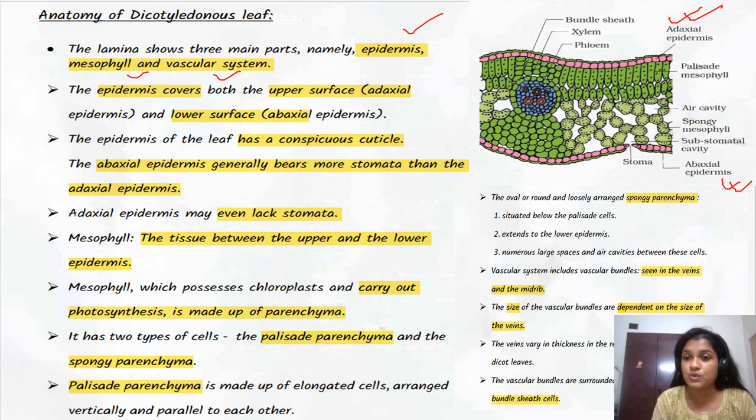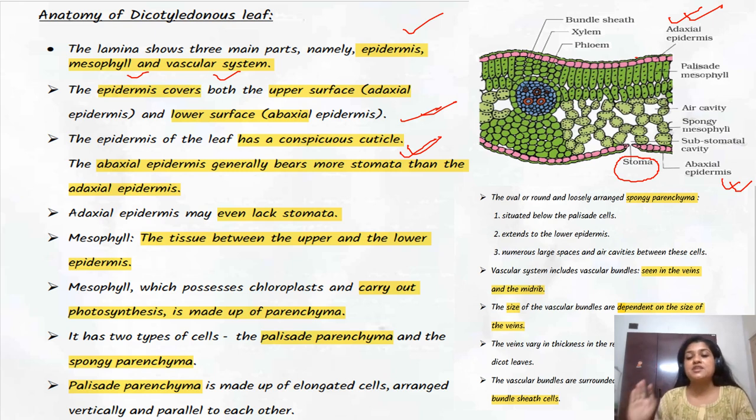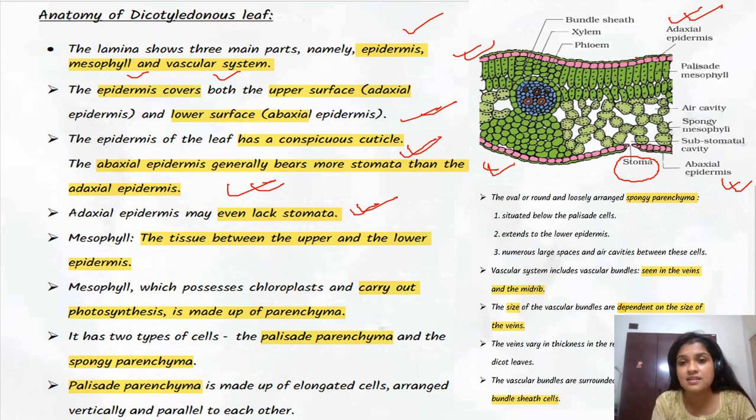So here the epidermis is of two types and generally stoma is present where? Stoma is present at the back of the leaf, that is the abaxial epidermis. Epidermis of the leaf has a conspicuous cuticle, because we know that the leaf has to minimize its transpiration. So it has cuticle. Abaxial epidermis generally bears more stomata than adaxial epidermis, and adaxial sometimes may even lack stomata. So this point I have already covered. Now mesophyll, the tissue between the upper, that means adaxial, and lower, that means abaxial epidermis, is known as mesophyll.